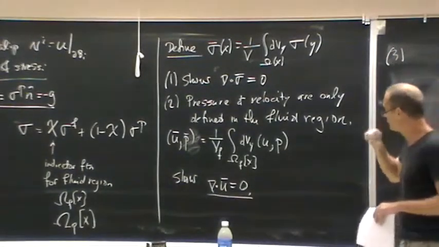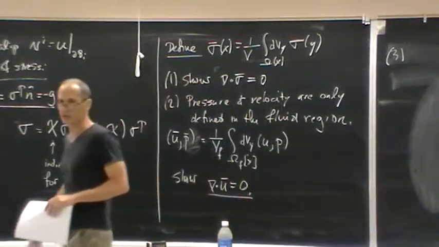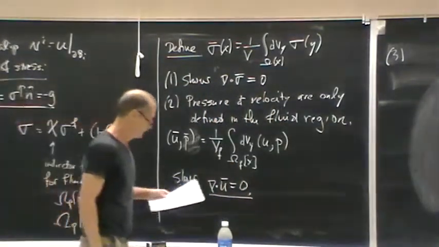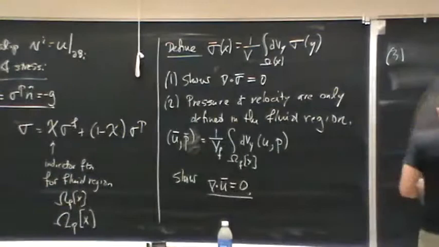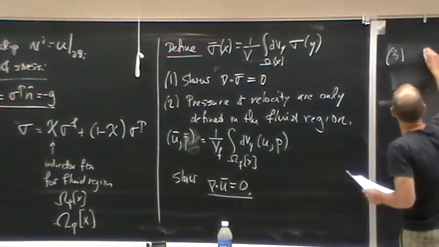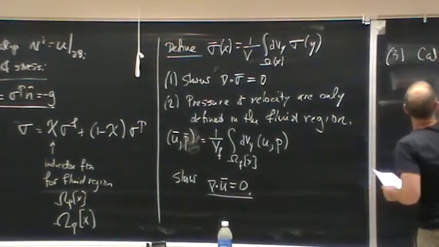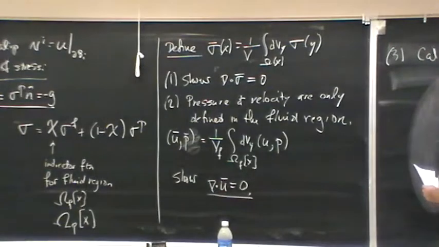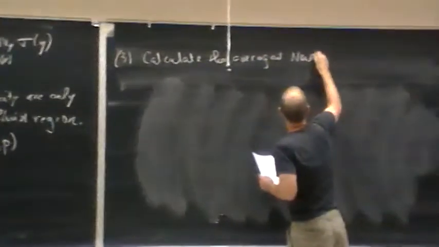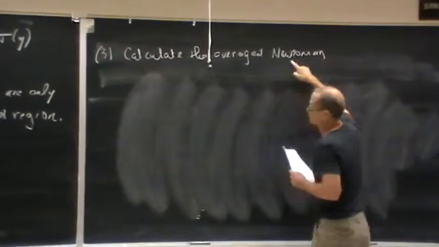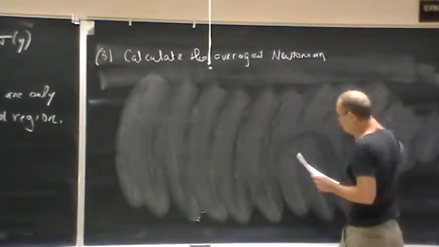So I have a divergence-free stress, I have a divergence-free average velocity field. Let's calculate the average Newtonian stress tensor. Now, of course, here we're averaging over the fluid domain again, because I'm talking about the solvent stress.